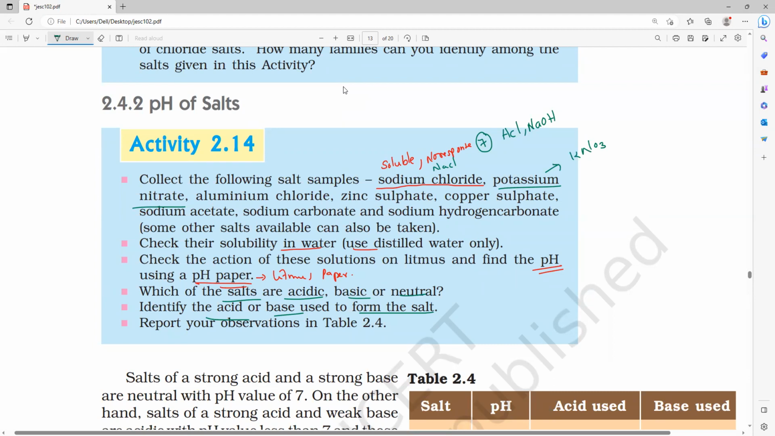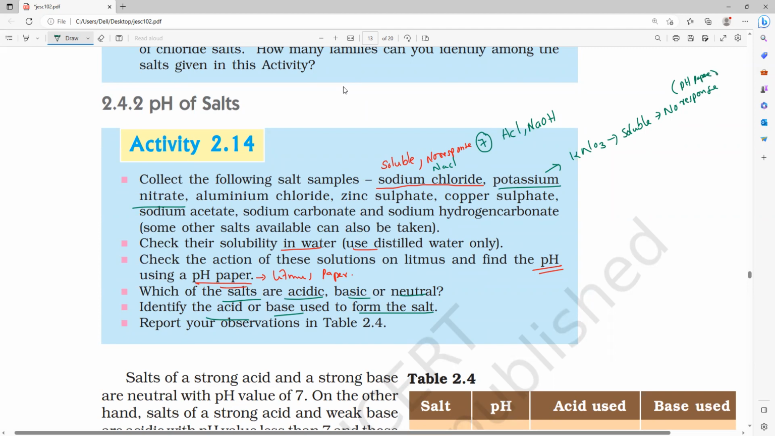Write neatly. KNO3. Soluble or not? Yes, soluble. Potassium nitrate is also soluble. Just now I told you. It also gives no response with litmus. Why no response with the litmus? Because it is what kind of salt?